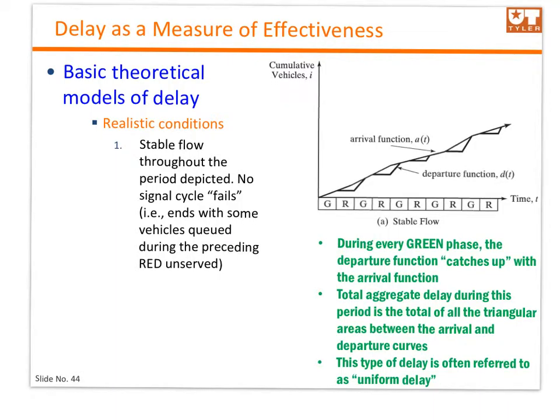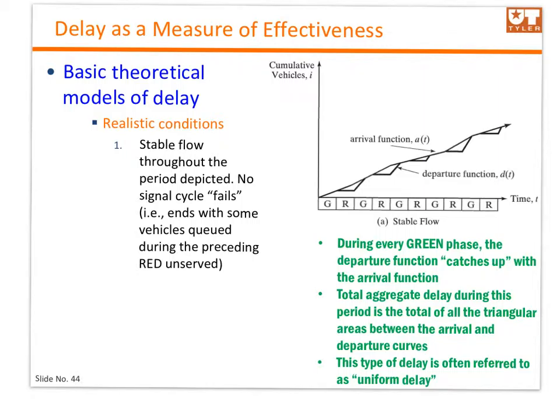So based on this, we can see that there are three major scenarios, or three conditions, that we can have at any intersection. The very first one is the realistic condition. What happens in a realistic condition? We typically see a stable flow throughout the period depicted. That means no single cycle fails. What does that mean? That means every time, the departure function at the end of the red light is going to catch up with the arrival function again. So during every green phase, the departure function catches up with the arrival function.